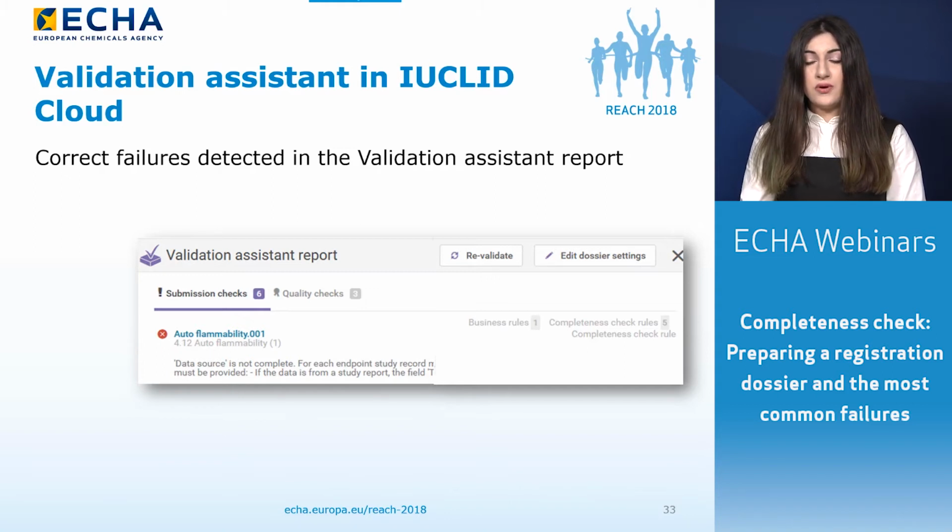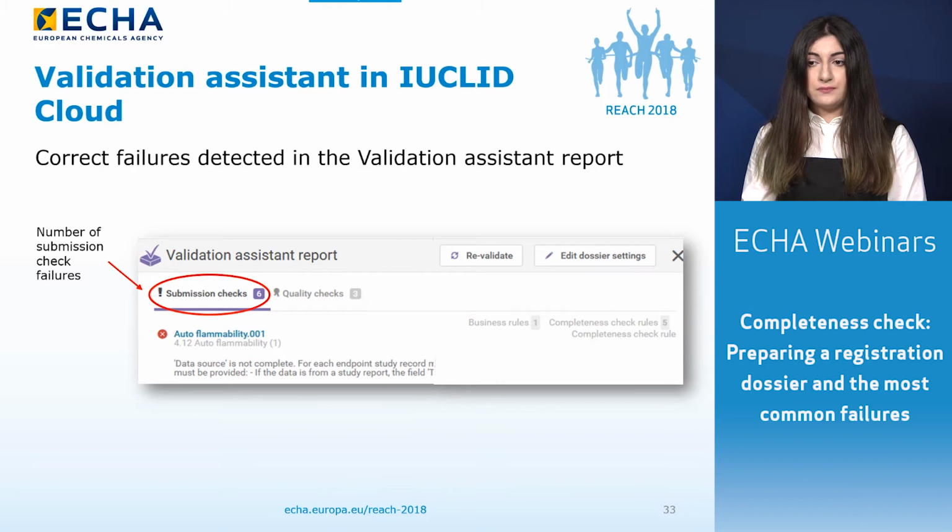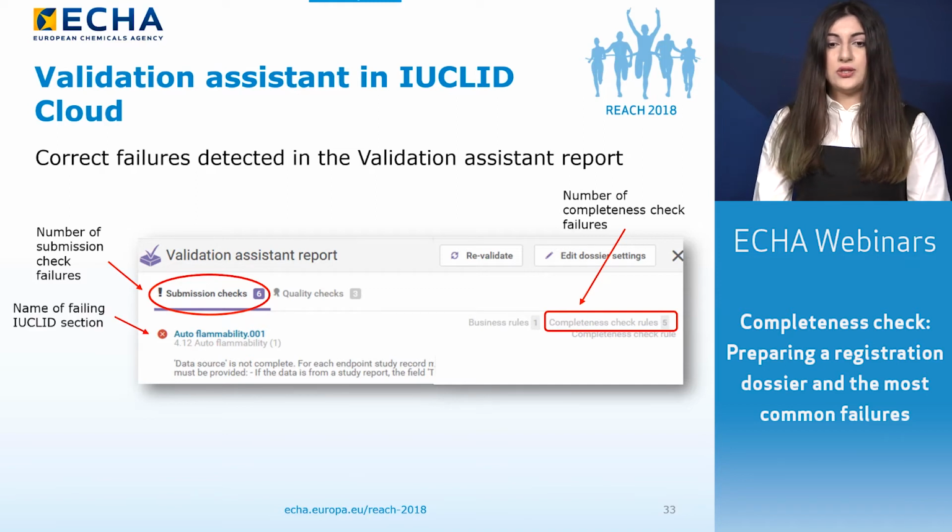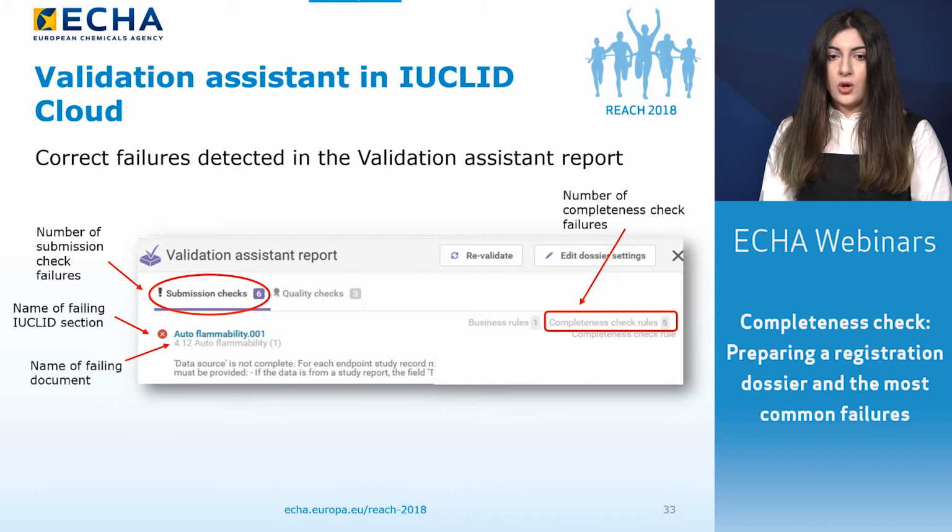Compared to Euclid Desktop, the Cloud report has a simpler interface and also includes a Submission Checks tab, where you can find the number of the submission check failures. Here you can also find the number of the completeness check failures. Under the Submissions tab, you can also find the name of the failing Euclid section, followed by the name of the failing document and the failure description.